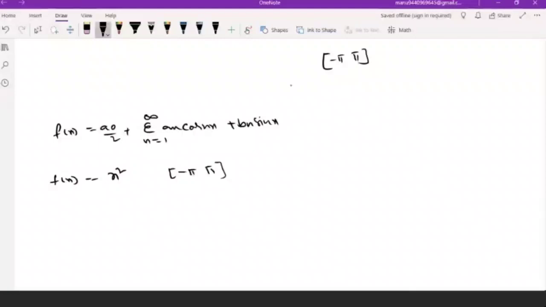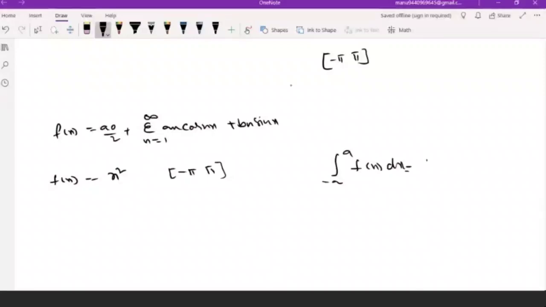So what is our property? Our property is the integral over minus a to a of f of x dx. When the limits are the same but the symbols are different, in that case we apply the property.